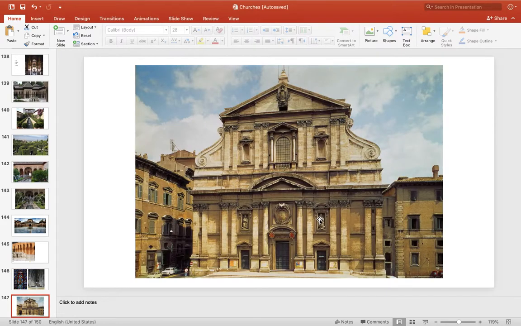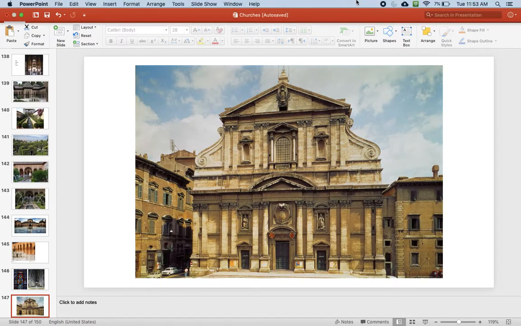Okay. All right, and that's it for the churches up through mosques. We'll pick up on the Renaissance on the next one.